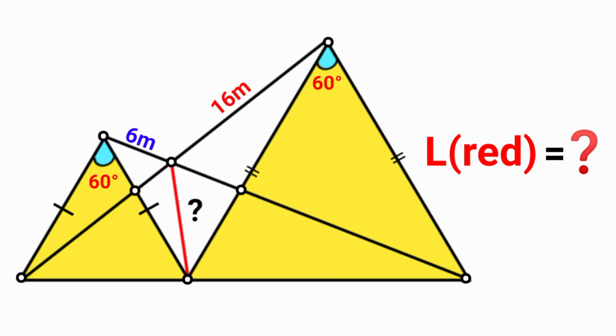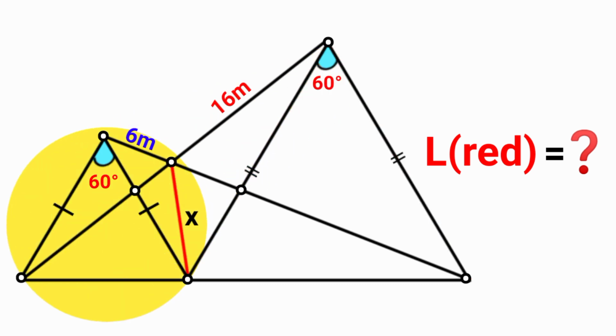We have another interesting question. We are asked to calculate the length of the red line, that is this here, say x. The length of this line segment is 6 meters, while that of this is 16 meters. The size of this angle is 60 degrees, and similarly, the size of this angle is also 60 degrees.